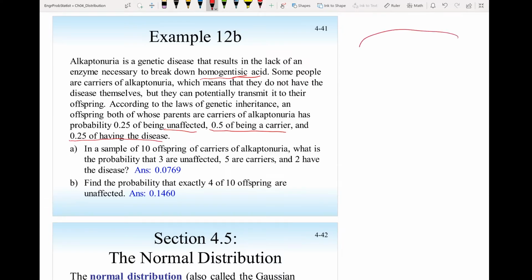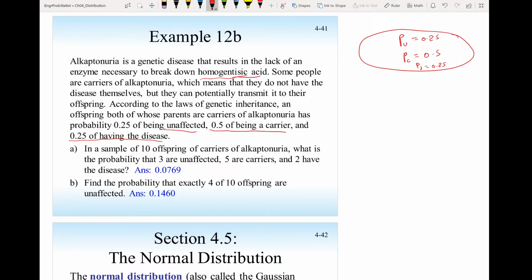So let's draw our population, and this is the probability unaffected, so that's U, and this is 0.25. So the symbol U is for unaffected, and the probability for the carrier is 0.5. And the probability for the disease is 0.25. So those are the possible outcomes: unaffected, carrier, disease with these probabilities.